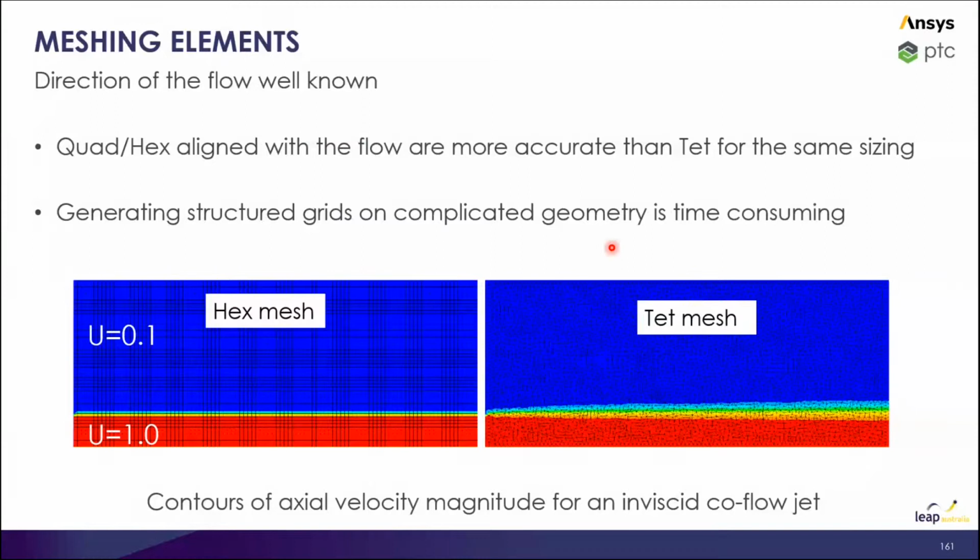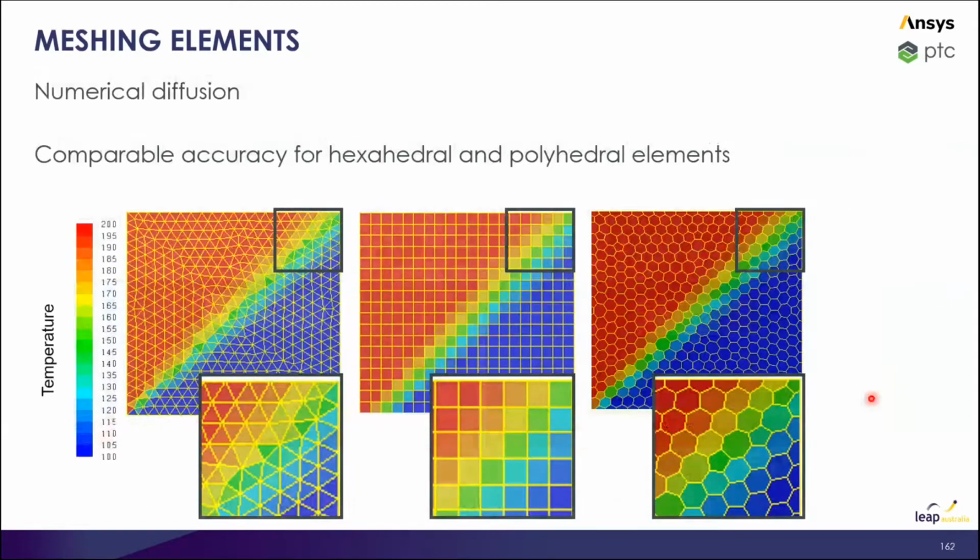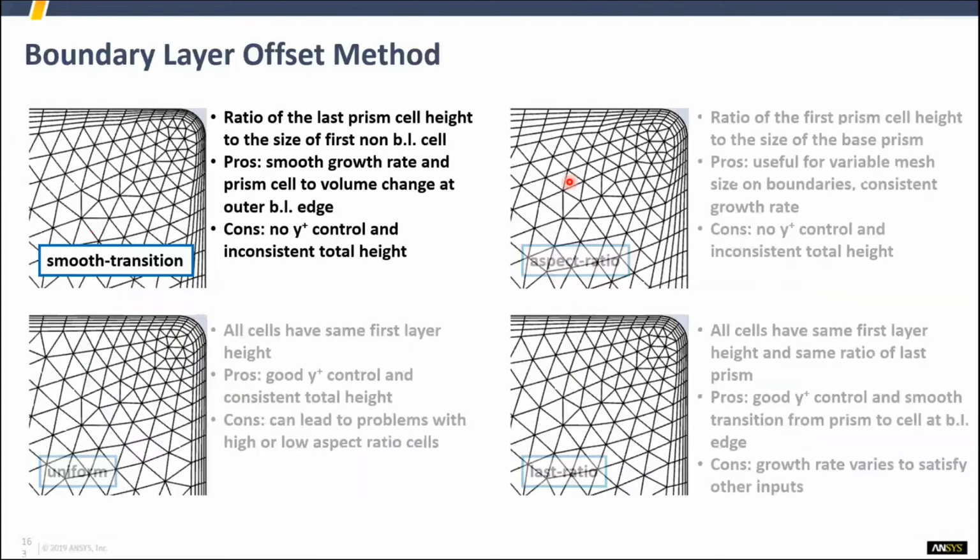When it comes to hex, the other benefit of hex grids is that if you've got flow going in a specific direction, it can be very efficient. Whereas with tech grids or polyhedral grids, you can sometimes get numerical diffusion if the alignment of the grid is not in line with the direction of the flow. What starts to happen when flow is not exactly in that alignment is what's called numerical diffusion, and generally it doesn't really matter what type of element. It really comes down to how much sizing you've got.